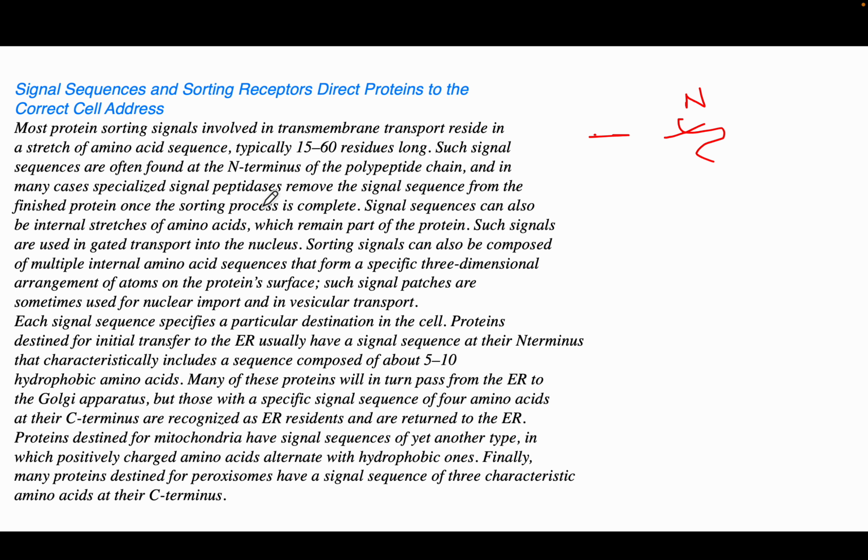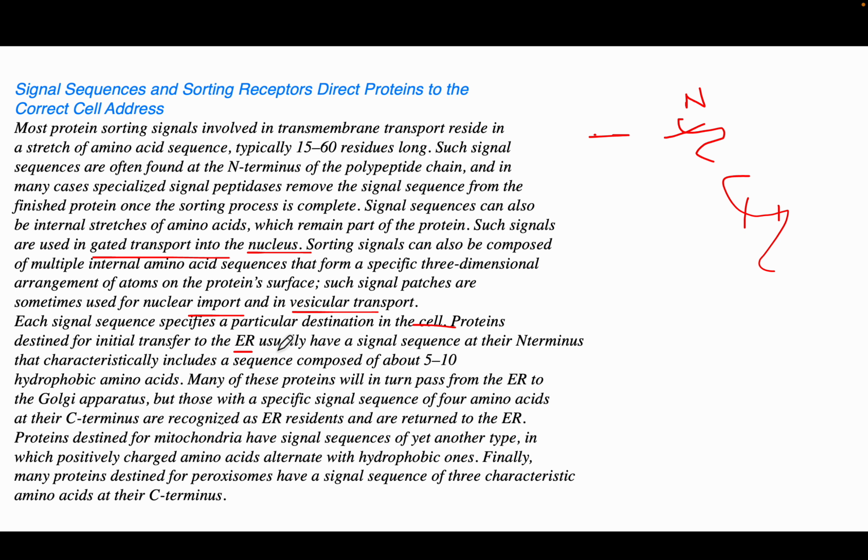Signal sequences can also be internal stretches of amino acids. So not only the N-terminal part, but also some internal stretches of amino acids can be a signal sequence, which remain part of the protein. Such signals are used in gated transport into the nucleus. The sorting signals can also be composed of multiple internal amino acid sequences that form a specific three-dimensional arrangement of atoms on the protein surface. Such signal patches are sometimes used for nuclear import or in vesicular transport. So each signal sequence specifies a particular destination in the cell.